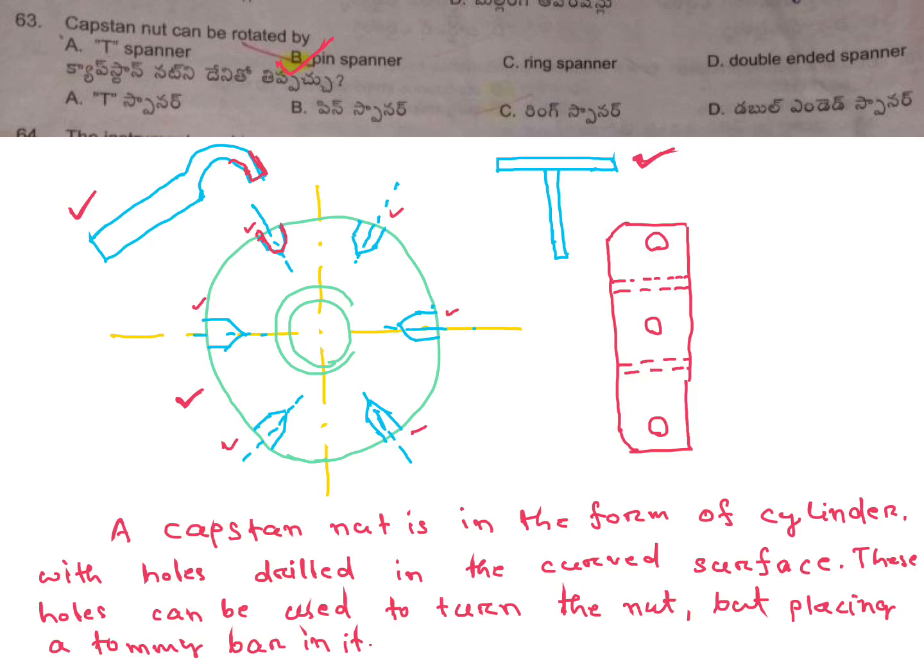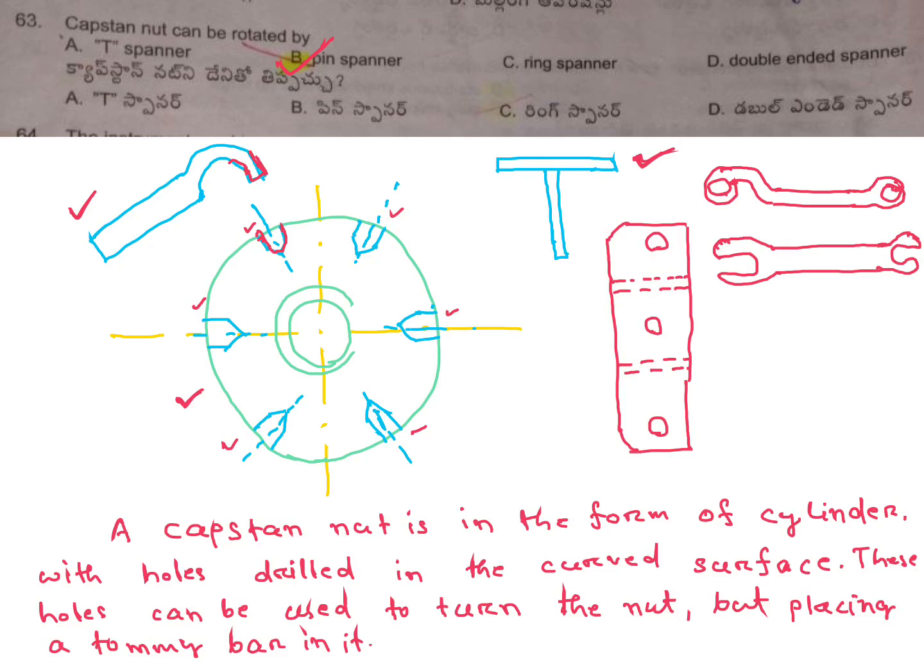And for a ring spanner, the spanner will be like this. On one side you will get one ring, and on the other side also one more ring. This is a ring spanner. And the double-end spanner is like this. This is the common spanner we use in our house also, the double-end spanner. So option B is the answer.